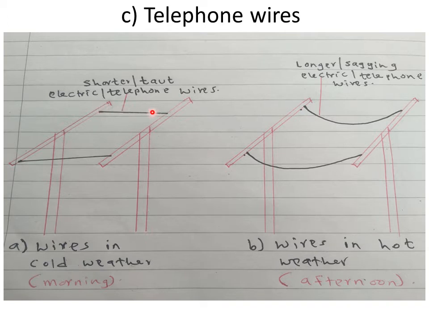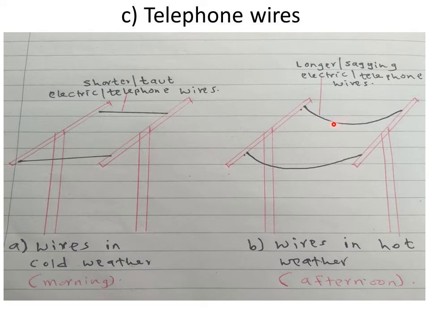I will encourage students to try and make this observation. Just look at the electric wires. In the morning when the temperatures are low, you will realize that they appear this way, very taut, as if they are shortened or very straight. But in the afternoon when the temperatures are high, the wires appear to be sagging. They appear to be sagging in this manner, or they appear to be loosely held.